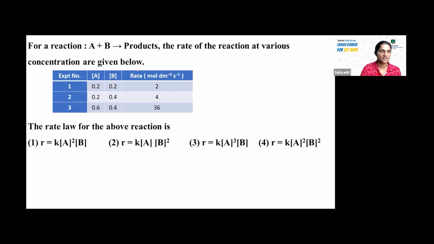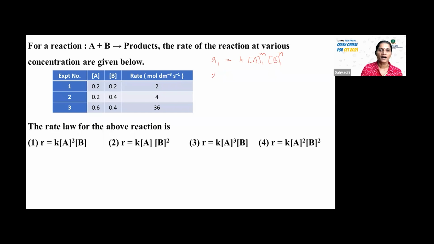keeping one case constant. R1, this first case I'm taking, is equal to K, concentration of A, I will not substitute the value, just I'm taking concentration of A1 to the power M, where M is the order with respect to A, and concentration of B1, that's the first case, with order with respect to B as N, let us take like this.